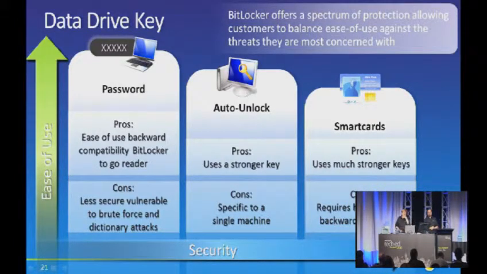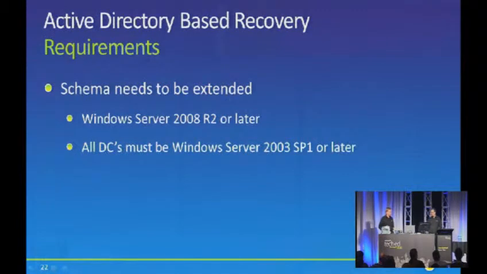But just a quick thing about the password. Password is really easy to remember, but it's the weakest, vulnerable to offline password dictionary attacks. Auto-unlock uses a stronger key, like I said, but it's specific to that machine. So if I configure a drive to auto-unlock on machine A and I plug that USB drive into machine B, it won't auto-unlock. You need to type the password in there again and then tick auto-unlock. And smart cards are by far and away the strongest way you can unlock those drives.